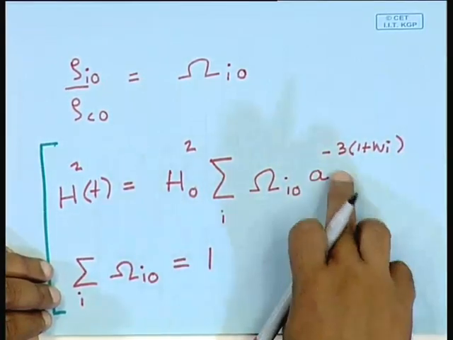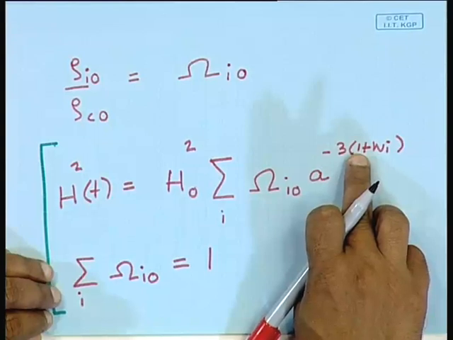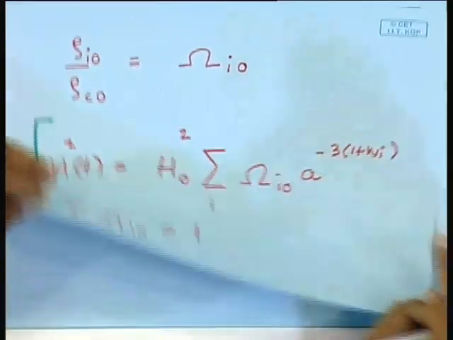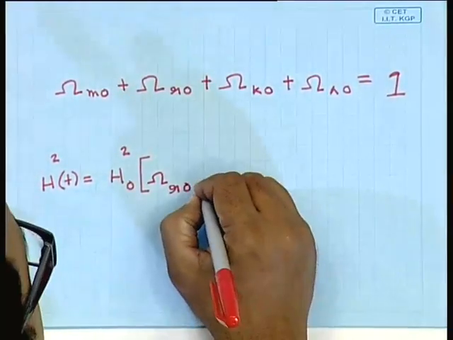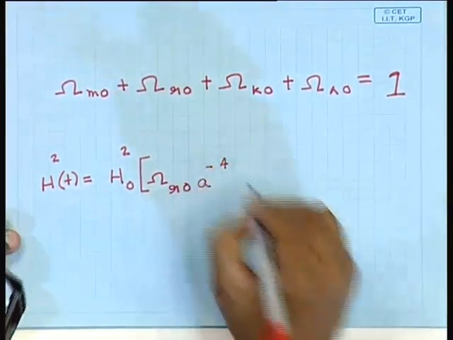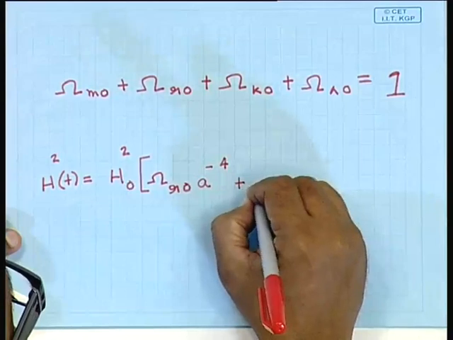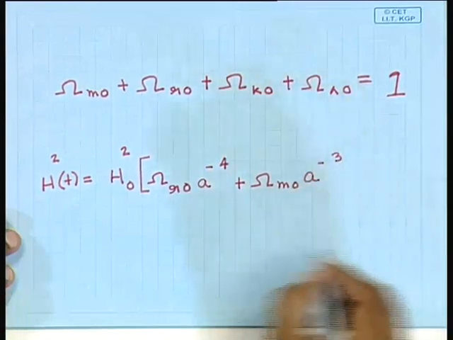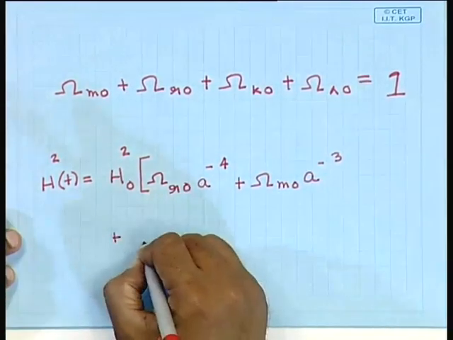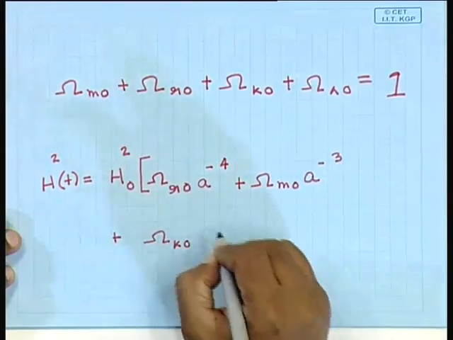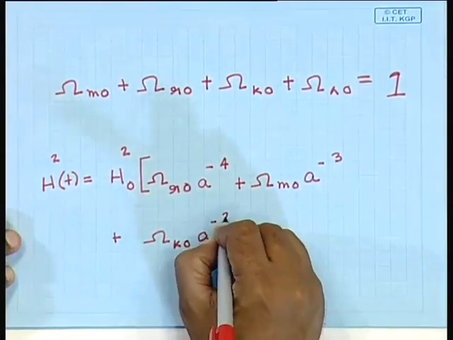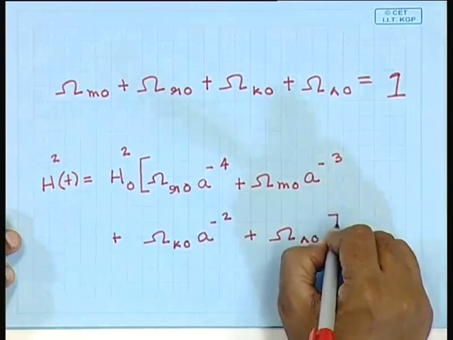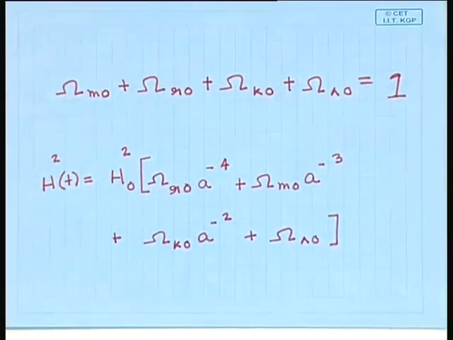different. For radiation w is 1/3. So, if w is 1/3, this exponent becomes -4. Then for the matter, it is omega matter naught a to the power -3 plus omega curvature naught a to the power -2 plus omega lambda naught. So, this is the equation that we wish to solve.